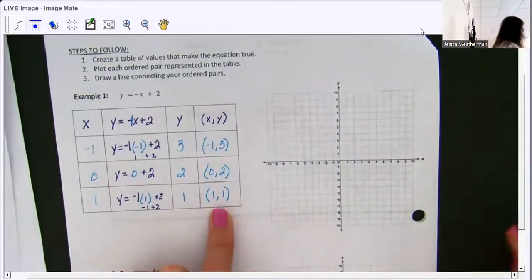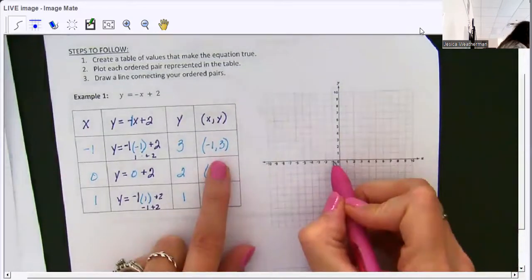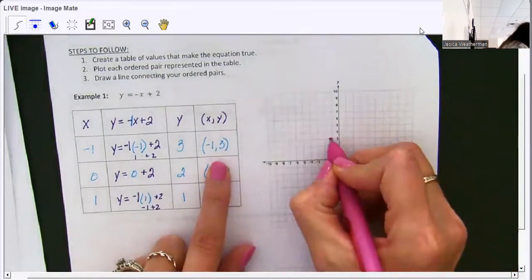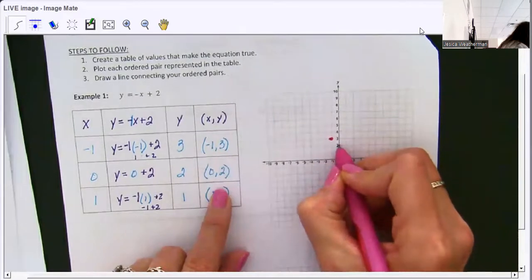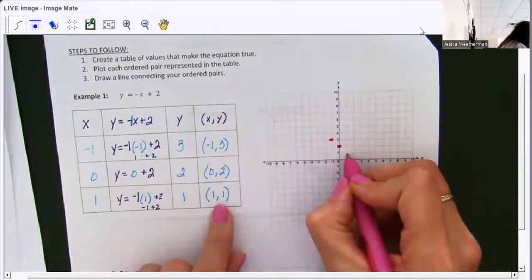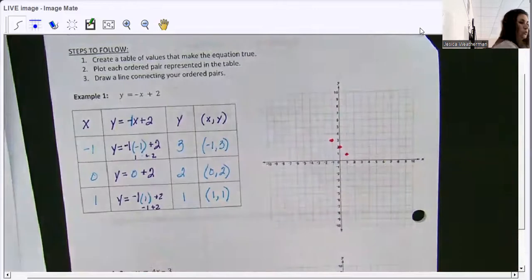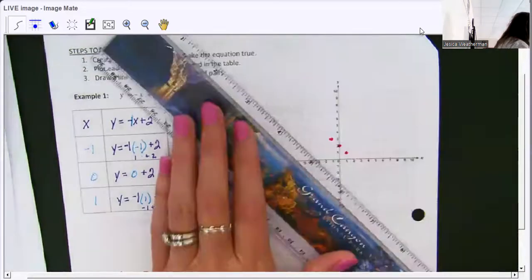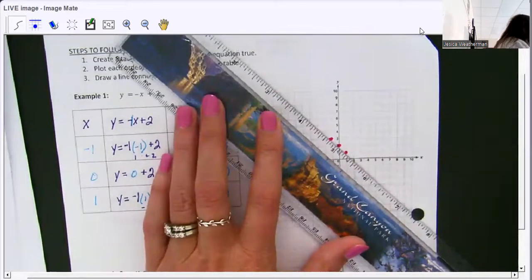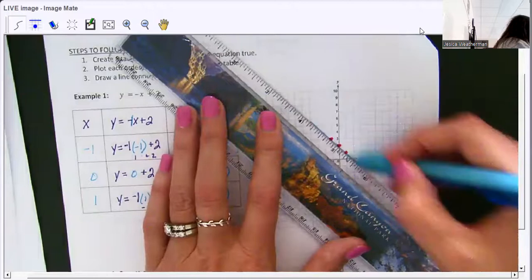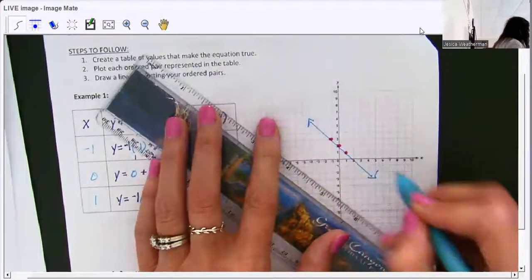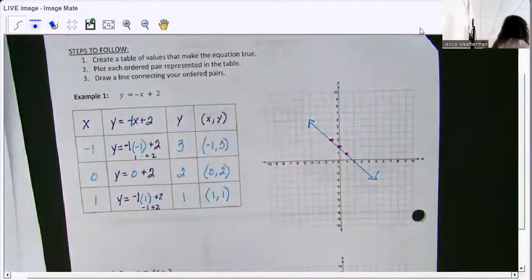Now what we're going to do is plot our ordered pairs here and then graph our line. So I'm going to plot -1, 3, 0, 2, and 1, 1. Yes, you do need to plot the points, and yes, you do need to draw the line. For some reason, some people don't draw that line. And you need to do that. Okay. So are there any questions on how to do this type of a problem?